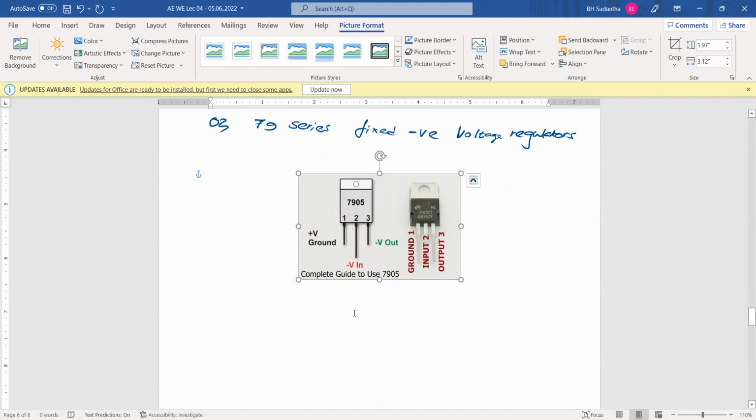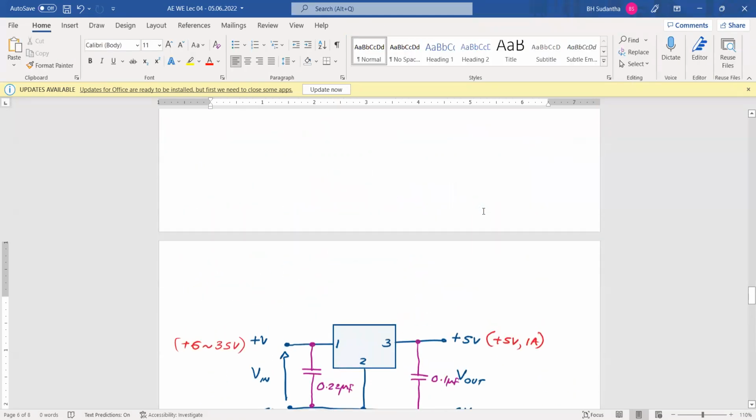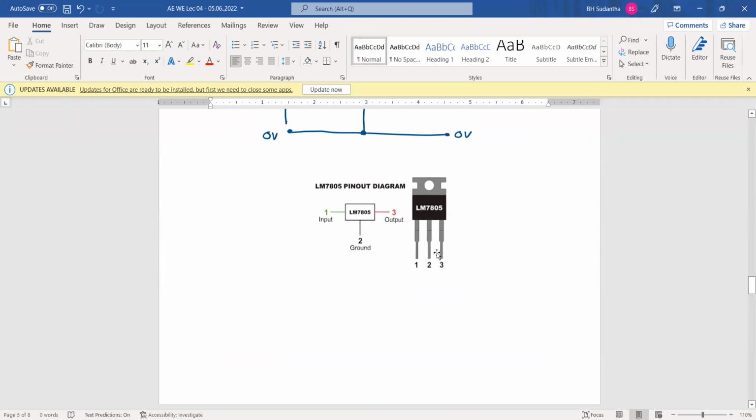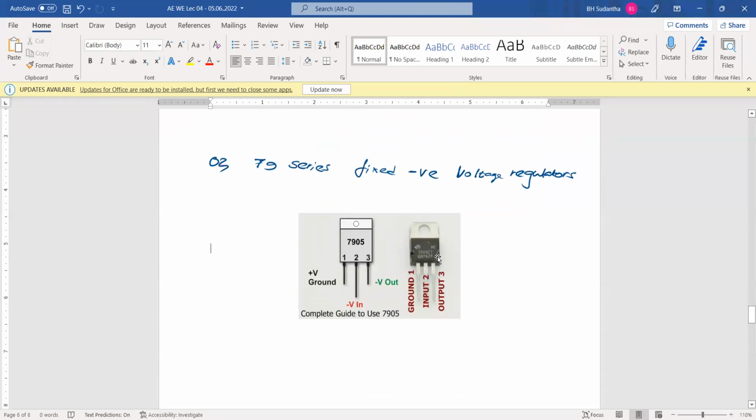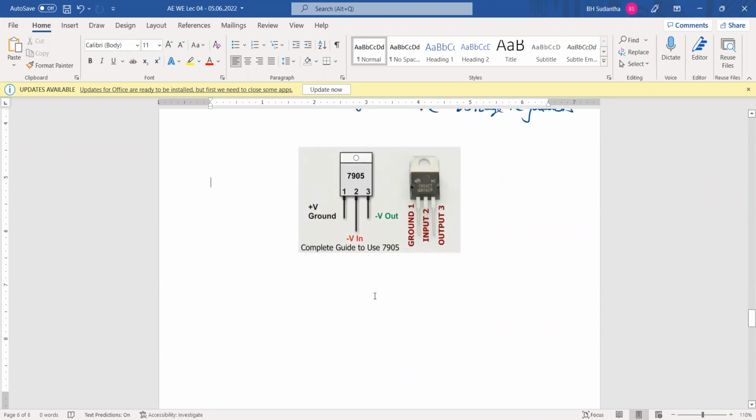This one. So the pin connection is a little bit different compared to the previous one. Here is pin number 1, 2 is the ground pin, and 1 is input, 3 is output. In this one, the 7905, 1 is the positive ground, and the second one is the input, the third one is the output pin. Okay, the application circuit is also the same as the previous one.